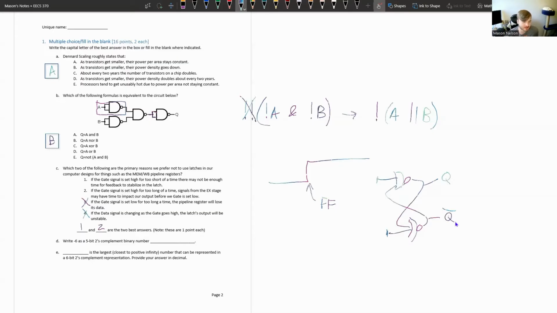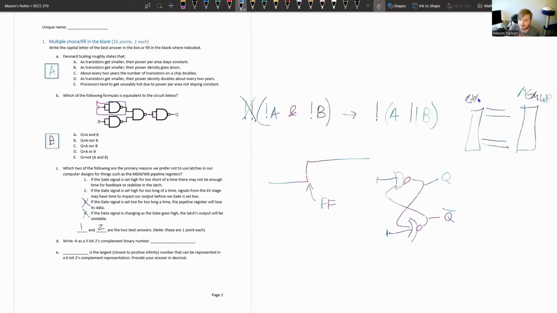And then 2, if the gate signal is set high for too long of a time, signals from the EX stage may have time to impact our output before our gate is set low. That's also true. Let's see, I can draw it out. If we have our EX stage, which is made up of a bunch of components and wires and gates, and this is our ID/EX pipeline register, we're looking at a different one. We're looking at the MEM/write back pipeline register on the right. So there's MEM/write back.